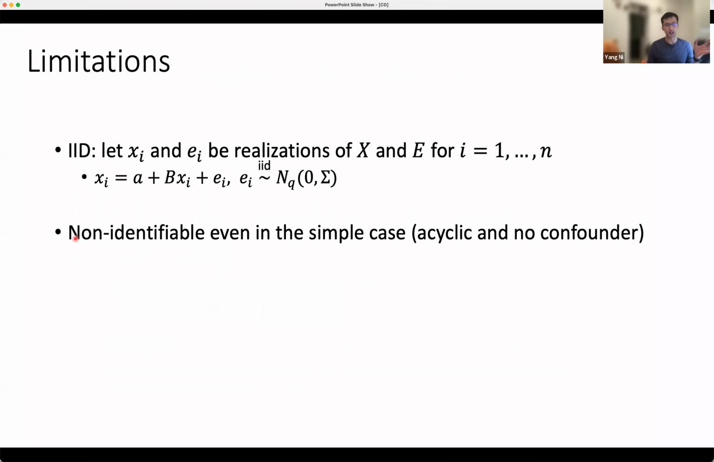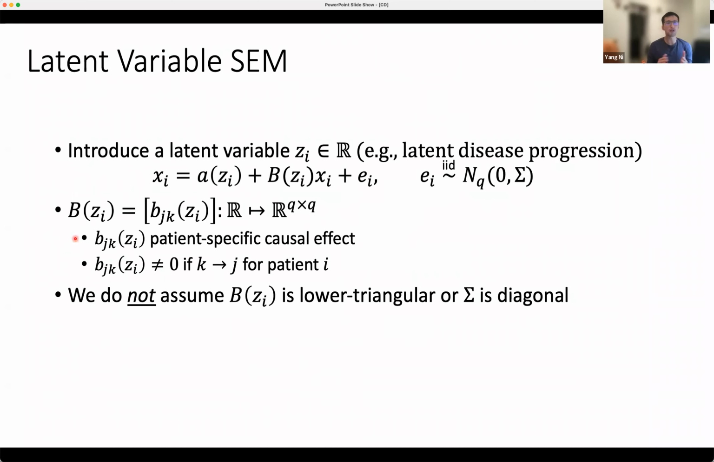So we're going to modify this SEM with, again, a very simple model. We're going to introduce something called a latent variable, Z_i. Notice that this latent variable is indexed by the observation. We assume Z_i takes real values. In our particular application, Z_i can be interpreted as latent disease progression, as we will see in a few minutes. But Z_i can be just some latent variable, which doesn't even have to have any physical meaning or interpretation. This is just a way we can model the heterogeneity of the data.